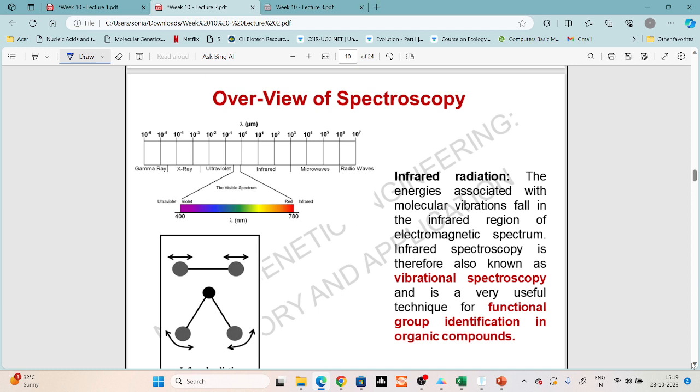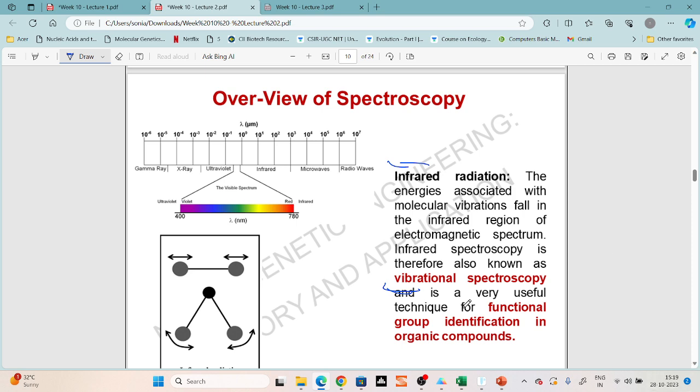Now, an electron can also vibrate, or a molecule can have vibrations. For that, you need energy that corresponds to infrared radiation. That means during vibration, the frequency which corresponds in the electromagnetic spectrum is of the infrared region. So then it is known as vibrational spectroscopy, which is used for the study of functional groups. So functional group identification can be done with the help of infrared radiations, with the help of vibrational spectroscopy. So whenever it comes to vibrational spectroscopy, you have to remember infrared radiations.